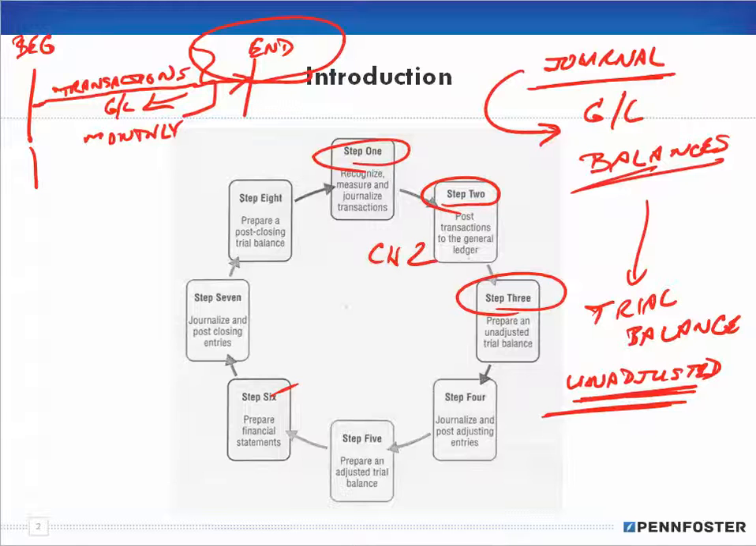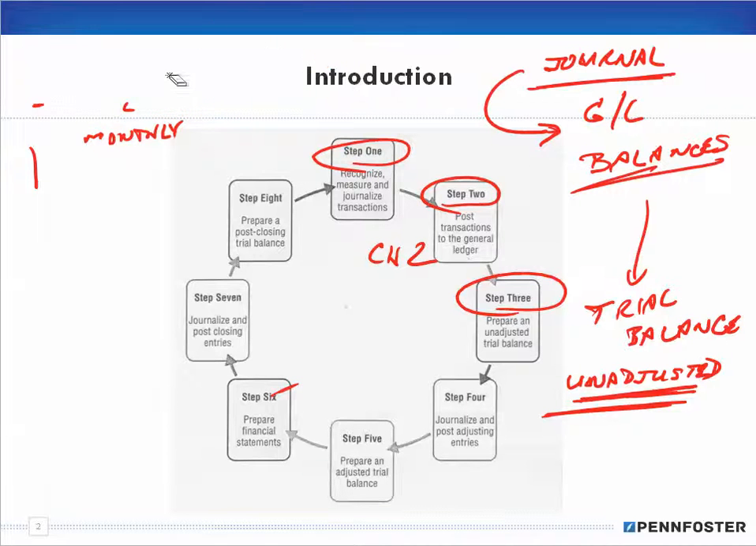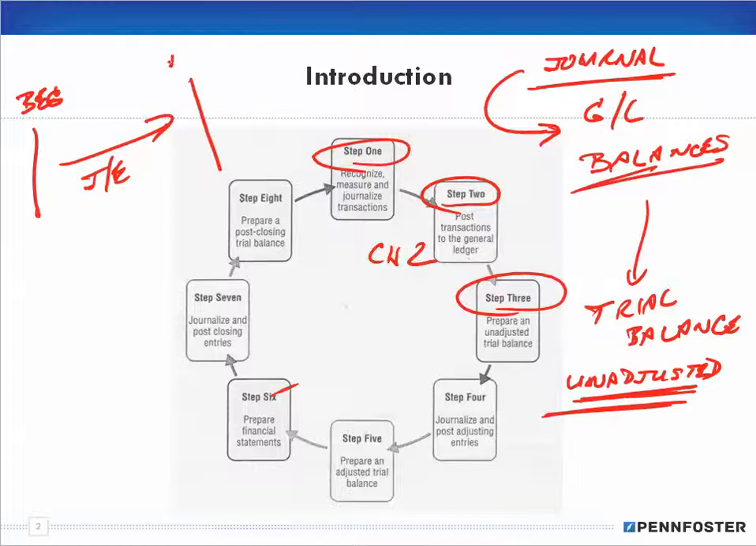Let me just redraw this again. I know I've already written it twice, but this will be a third time. We start out with beginning balances in our ledger accounts at the beginning of an accounting period. During the accounting period, we have transactions, so we make journal entries. At the end of the accounting period, we have to make sure that all of those journal entries are posted into the general ledger accounts.